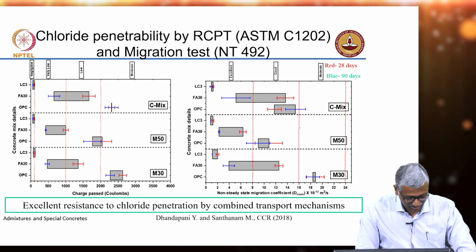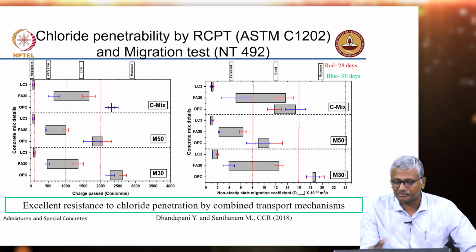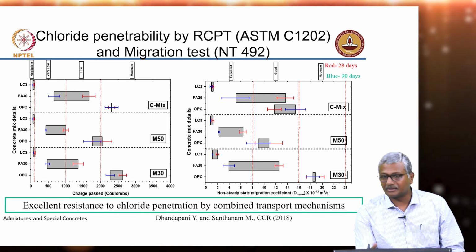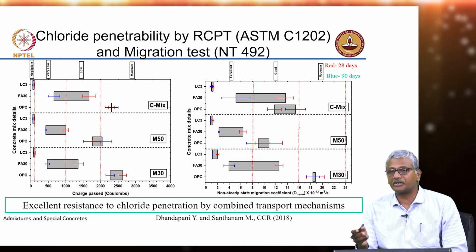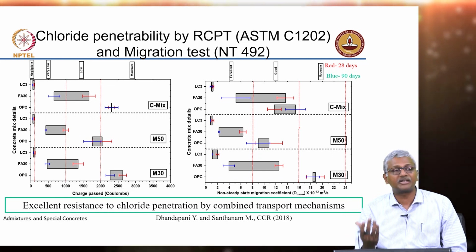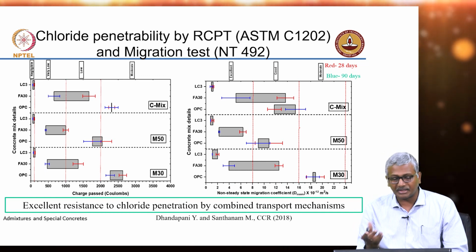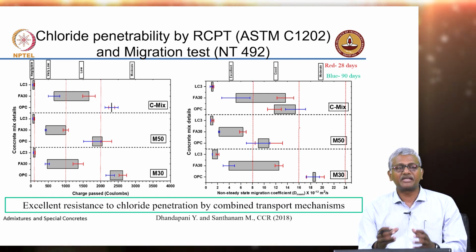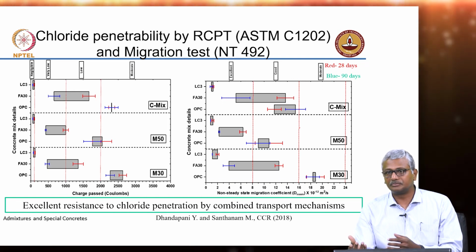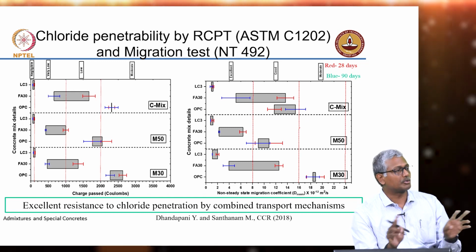Okay, I will just take a few more minutes to finish up, because most of the results are interconnected. So, chloride penetrability by rapid chloride penetration test, and also there is another test called the migration test, which gives you a clear value of a migration coefficient. Again, my aim is not to get into the test methods, but please remember these are also based on electrical methods, so there will always be that double contribution.